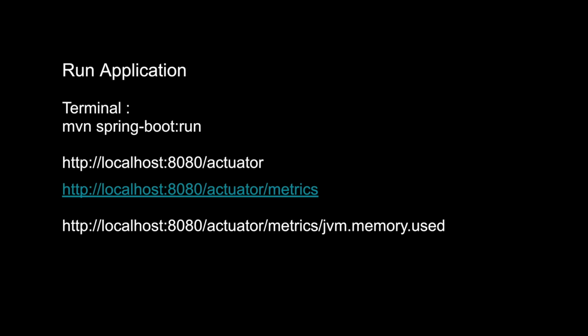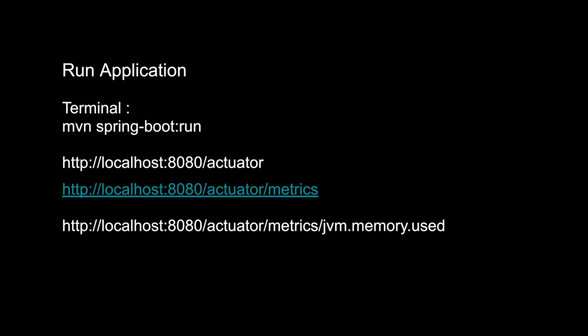environment, thread information, and much more. These are all available metrics: JVM memory, CPU usage, request metrics, or thread metrics. All are generated automatically. To view all metrics available in the app, the URL is localhost:8080/actuator/metrics.